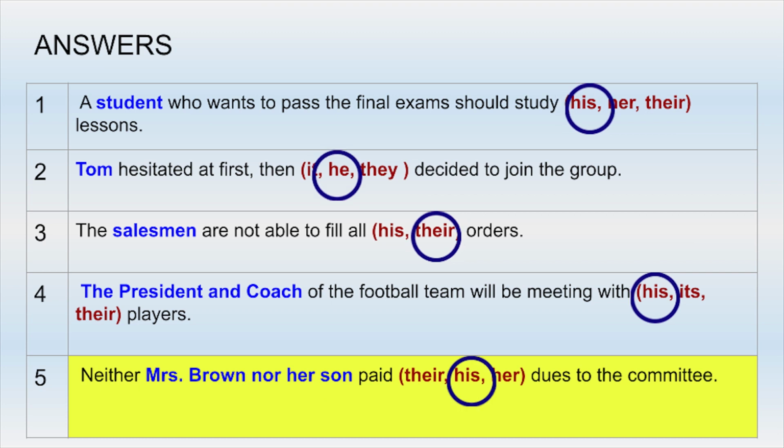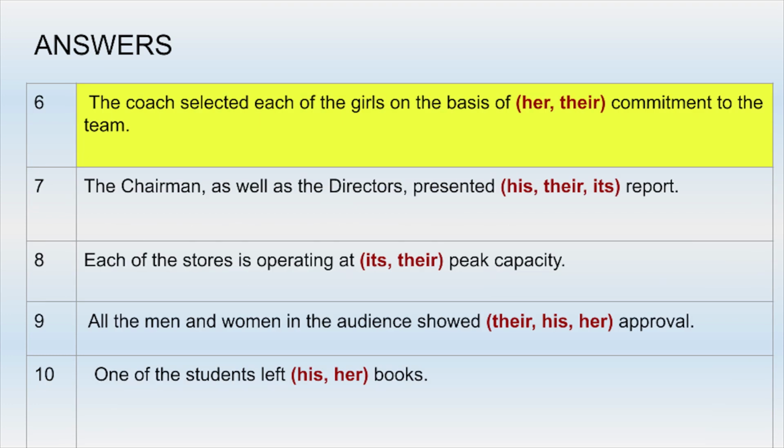is his. Number 6. The coach selected each of the girls on the basis of her or their commitment to the team. Each is an antecedent and it is singular, so it takes a singular pronoun. Of the girls is a prepositional phrase which does not alter the requirement that a singular pronoun is used. So our correct pronoun is her.